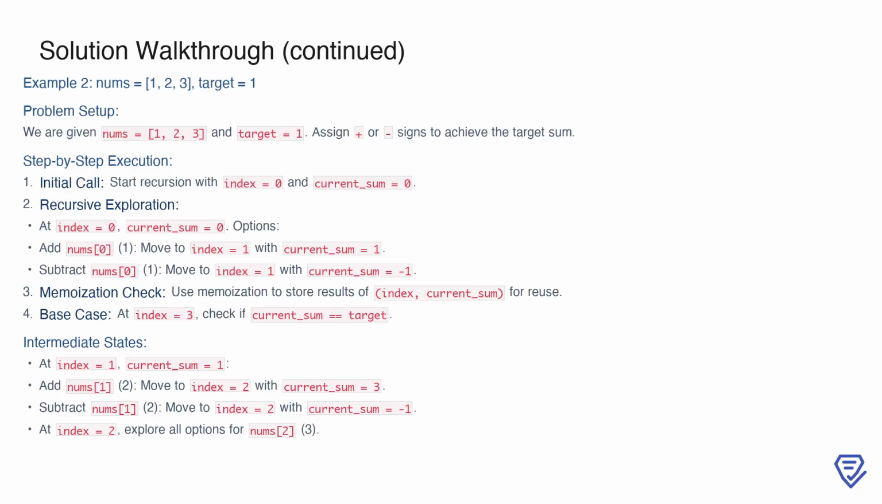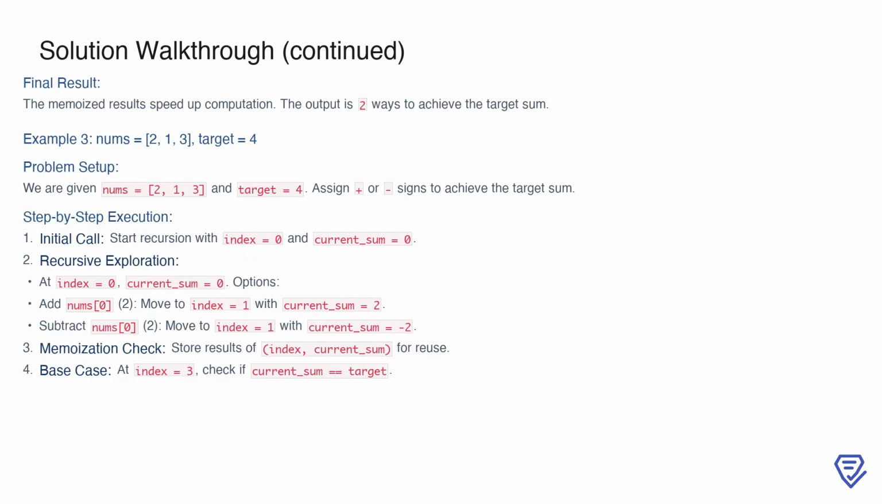As we continue, memoization helps us avoid redundant calculations by storing results for each combination of index and current sum. At index 1 with a sum of 1, for instance, we can add nums 1, which is 2, to move to index 2 with a sum of 3, or subtract nums 1, to move to index 2 with a sum of dash 1. Similarly, at index 2, we explore all options for the final number, nums 2, which is 3. After exploring all possible paths and leveraging memoization to optimize the process, we determine that there are two distinct ways to achieve the target sum of 1 in this example.